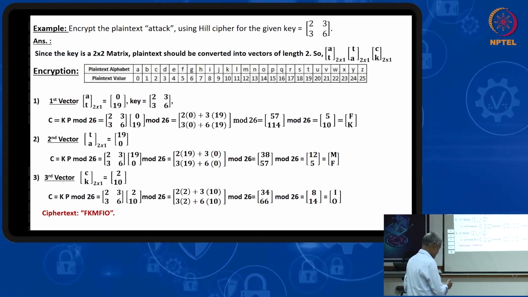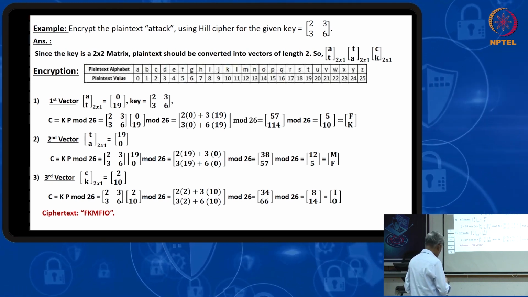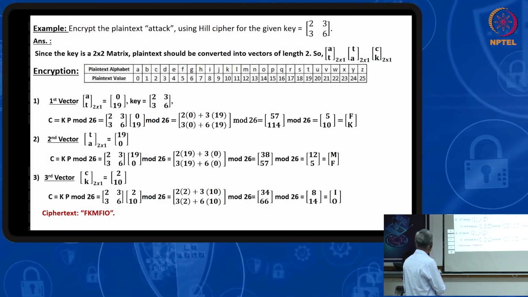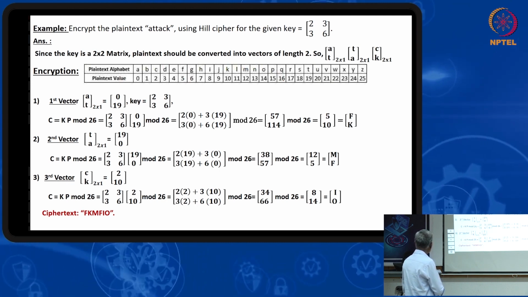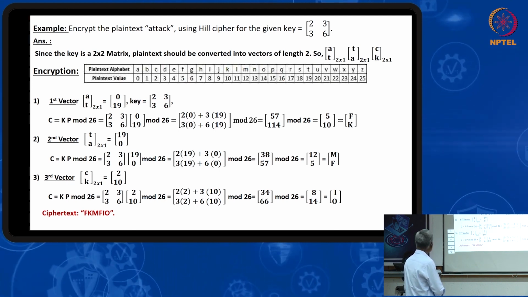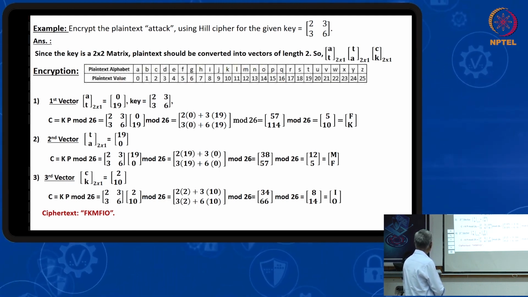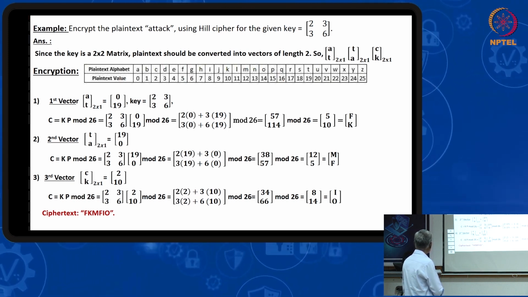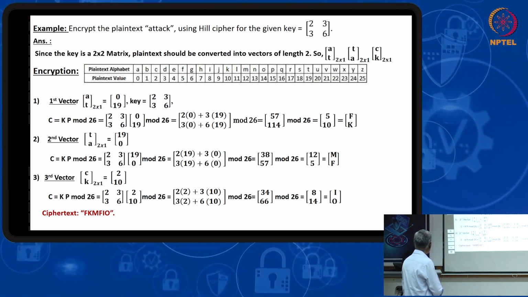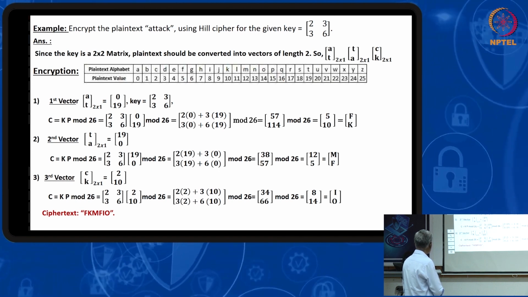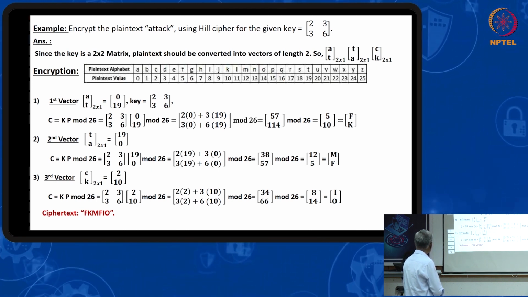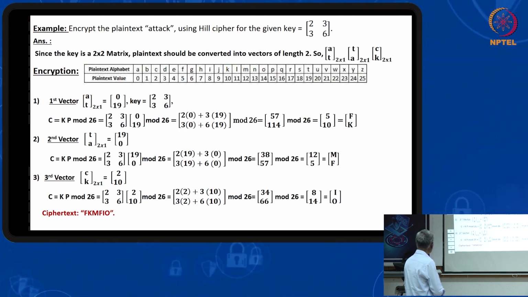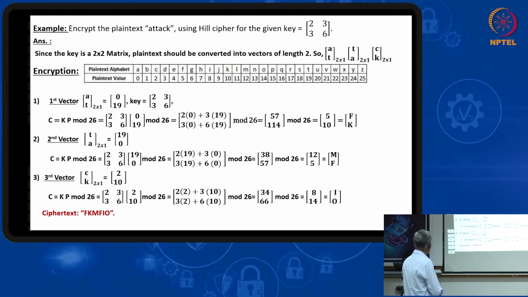So first we will encrypt the first one, AT. A will be 0, T will be 19. Key is 2, 3, 3, 6. C equals KP mod 26. You have to multiply the two matrices, key into plain text. If you multiply, you are getting 2 into 0 plus 3 into 19, 3 into 0 plus 6 into 19, mod 26, which is 57, 114 mod 26. 57 mod 26 will be how much?